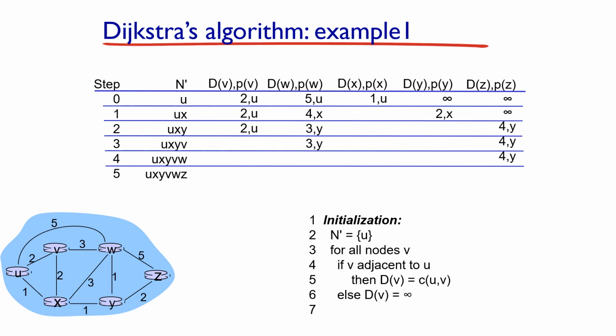And from u to v, we can reach with a cost of 2 and the predecessor is u. From u to w, the cost is 5 and predecessor is u. And cost of u to x is 1 and its predecessor is u. There is no direct path from u to y and u to z, so it is filled with infinity. This is what the initialization part does.